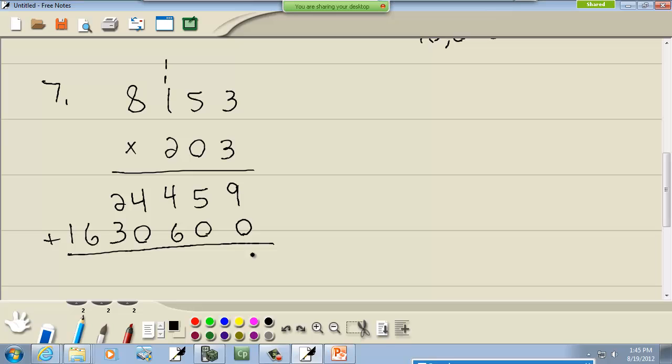But anyway, I'll add these. 9 plus 0 is 9. 5 plus 0 is 5. 4 plus 6 is 10. Put the 0, carry the 1. 4 plus 1 is 5. 2 plus 3 is 5. And then 1, 6. And so our answer is 1,655,059.